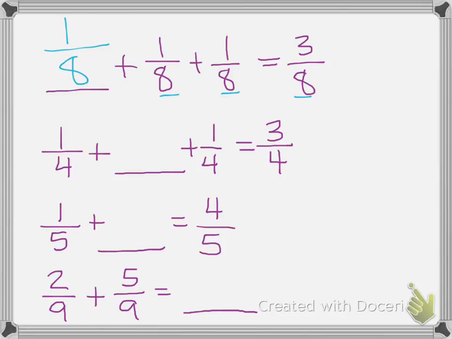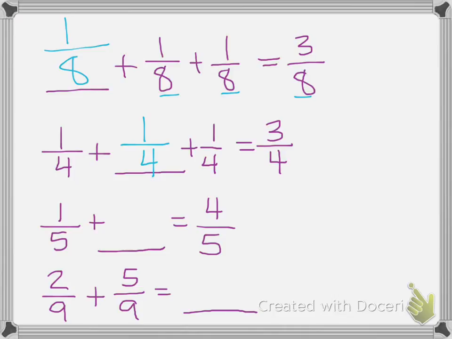B says 1/4 plus blank plus 1/4 equals 3/4. Again, the denominator stays the same, so our denominator is 4. 1 plus blank plus 1 equals 3. 1 plus 1 plus 1 is 3, so it's 1/4.